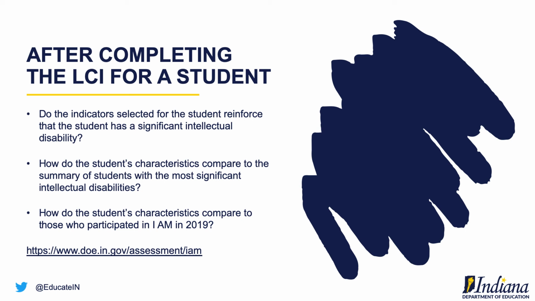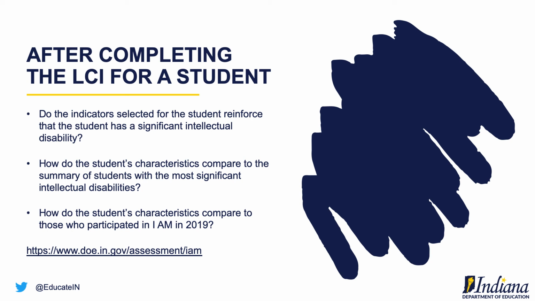How did the students' characteristics compare to those who participated in IAM in 2019? Think about how you responded to the LCI questions for your student. Are these responses typical as compared to how educators responded for students taking IAM in 2019? If your student appears to be at a higher level than most, the case conference committee may want to consider whether the alternate assessment is the best option for this student.